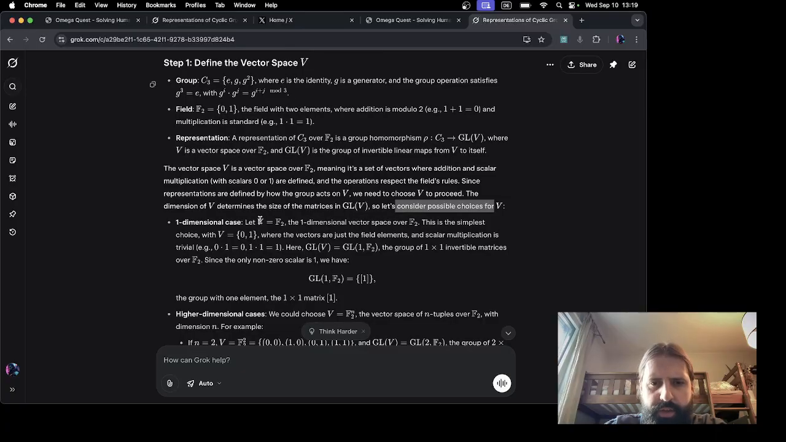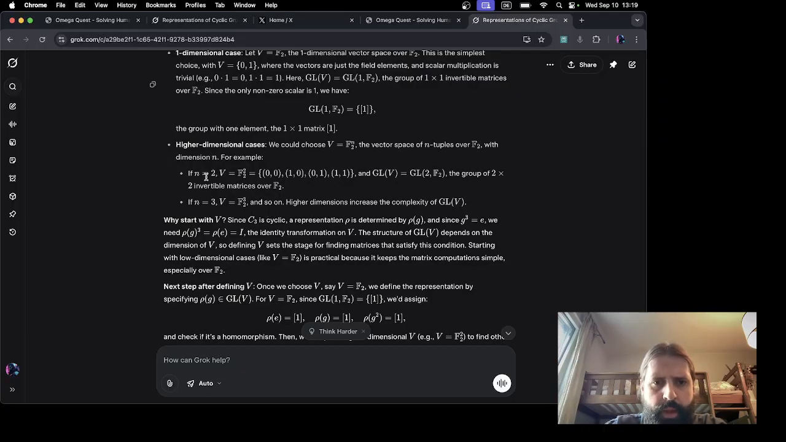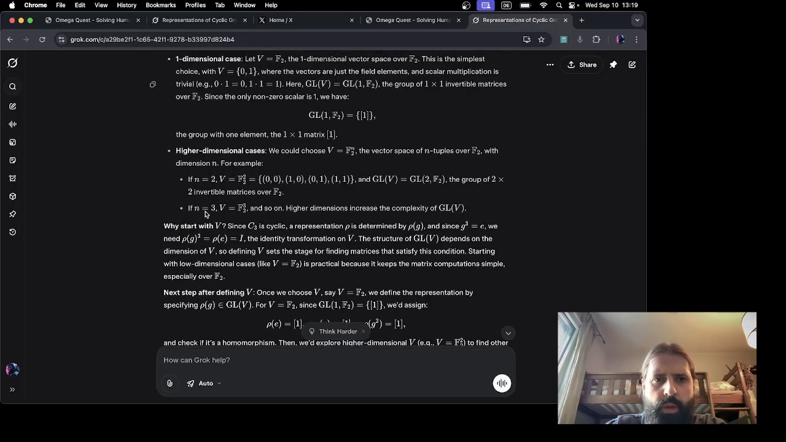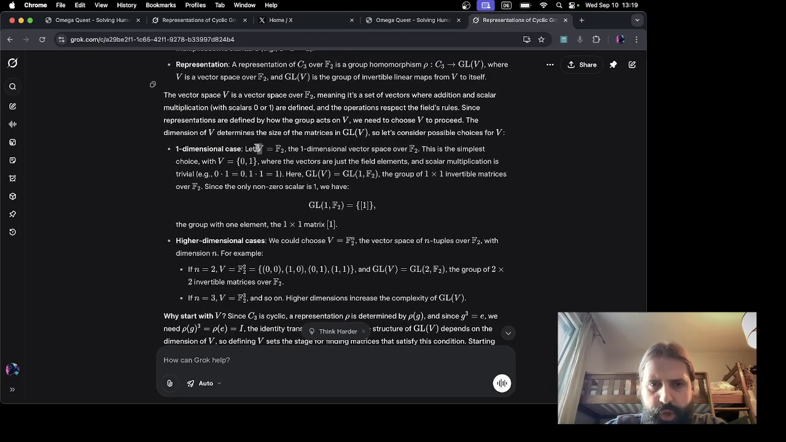So we have the one-dimensional case where V equals F2. We have obviously higher-dimensional cases where you could choose V to be n-tuples. So I have the two options. If we choose V to be F2, the vectors are just the field elements and scalar multiplication is trivial. So in this case, GL(V) is GL1(F2), the group of 1 by 1 invertible matrices over F2, since the only non-zero scalar is 1.